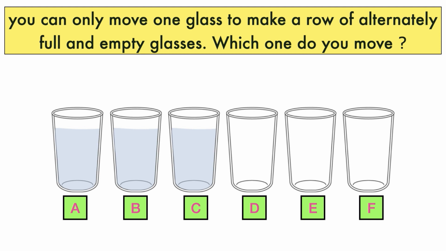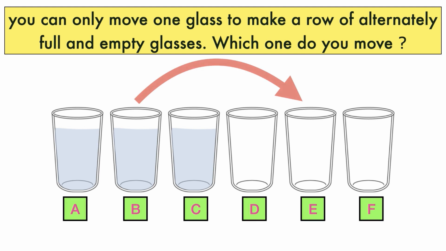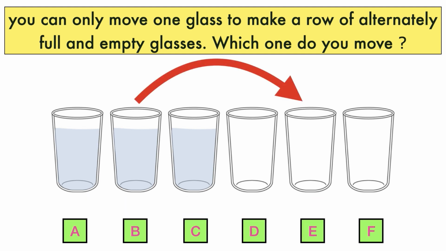The important point here is that in the brain teaser, it is mentioned that you can only move one glass, but there are no restrictions mentioned on the operations that can be performed on that glass. So what we can do is take the full glass B and pour all the juice or water from glass B into glass E. Then put the empty glass B back in its own position. After this, glass B is empty and glass E is full.